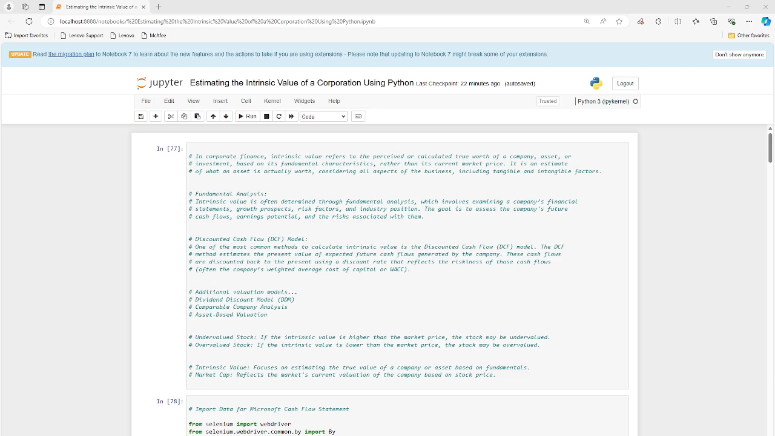We need to understand the weighted average cost of capital. There's a couple components that go into that. We'll take a look at that as well. We're not going to look at the dividend discount model. That's an alternative way to value a corporation.